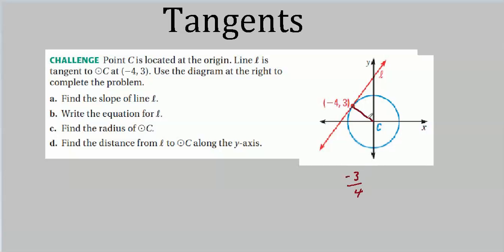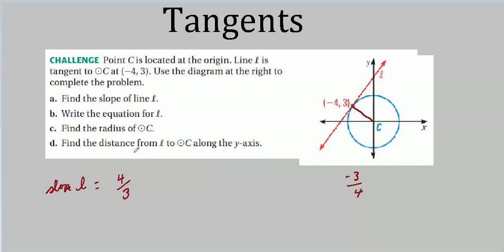But we want L. What's the slope of L? It's perpendicular. That means it's the negative reciprocal. So we have that the slope of L is the negative reciprocal of this, which is 4 over 3.